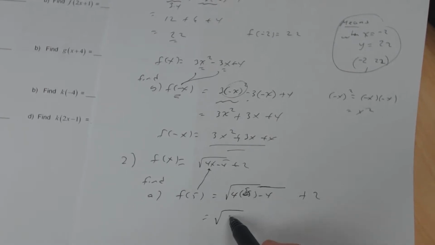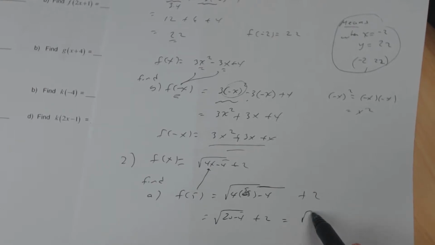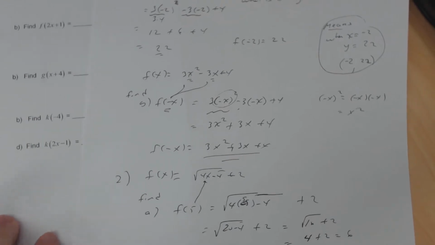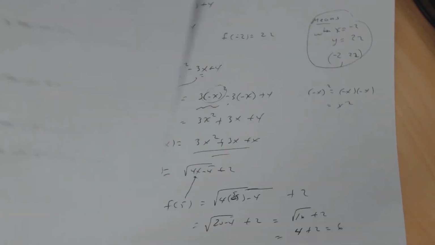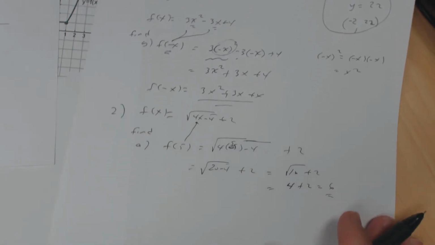So 4 times 5 is 20. So I get 20 minus 4 plus 2, which is the square root of 16 plus 2, and the square root of 16 is 4, and 4 plus 2 is 6. So f of 5 is just 6. So that's what you put here. So f of 5 is 6.